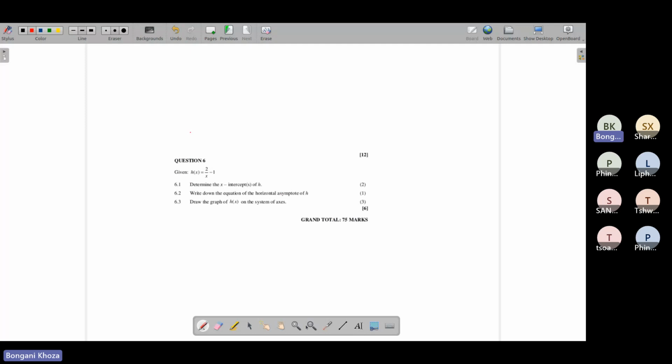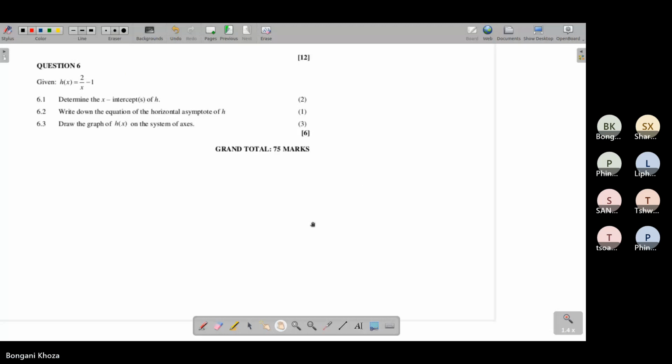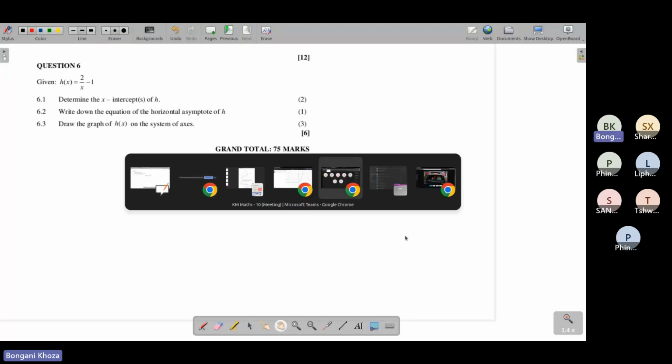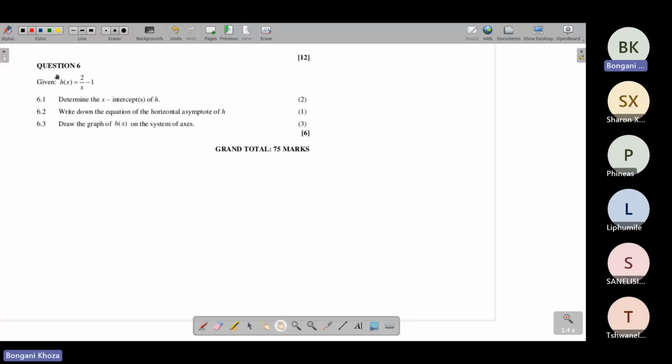Right, the last question on that question paper is this one. It's for 6 marks. We're given a hyperbola, which is h at x, equal to 2 over x minus 1. We're supposed to find the x-intercepts of h. For the x-intercept, you let y be 0.